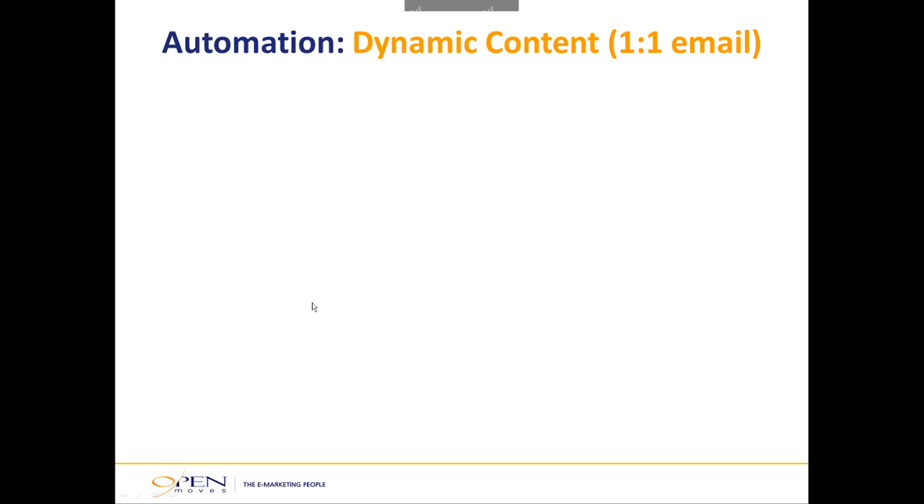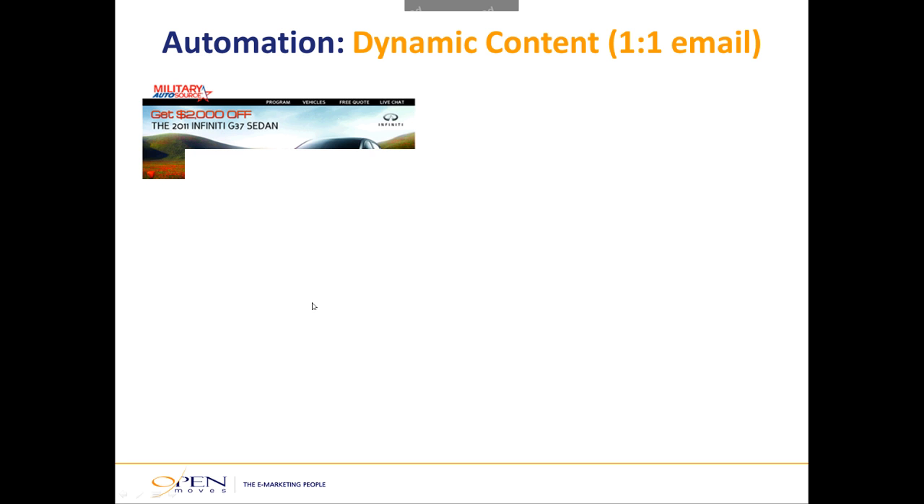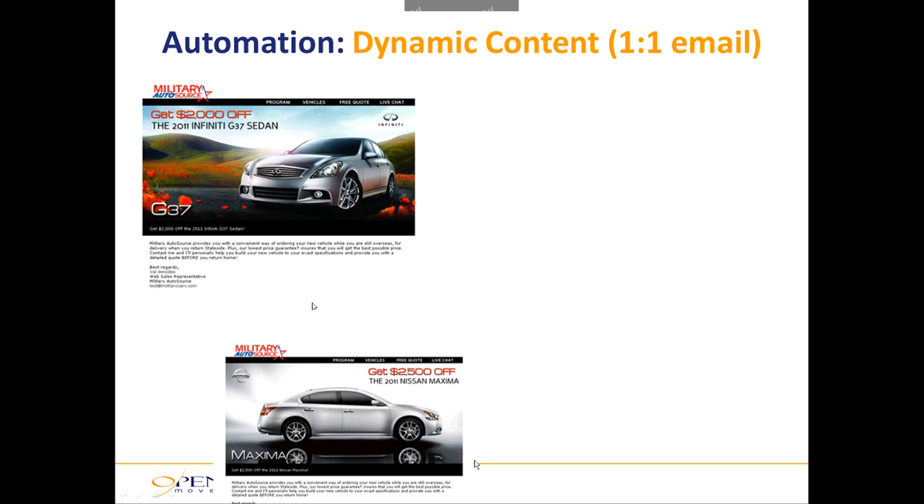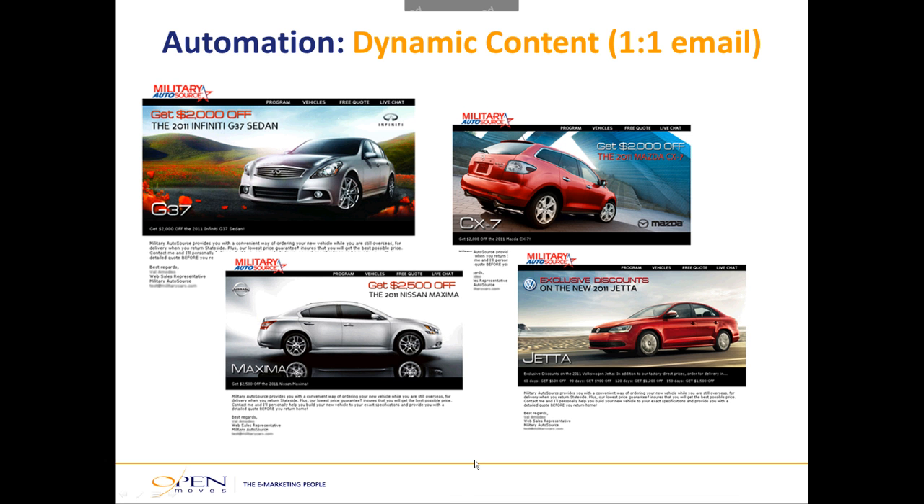Okay, a more sophisticated example of automation in email is what we call dynamic content. So if you see this particular email for a car dealer, it's actually all the same email. It's just that the image and the offer change depending on what they know about me. So if I'm interested in an Infinity and Carol is really a Maxima person, Carol's email is going to be with the Maxima here with the $2,500 off, and I'm going to get the $2,000 off the Infinity.